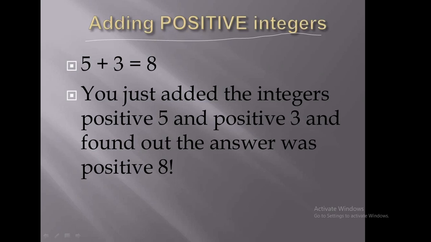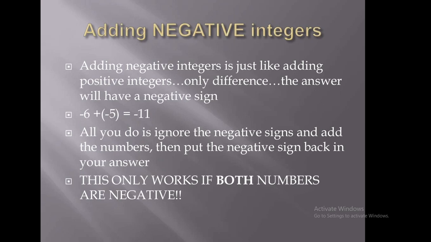Now we will move to the next slide, that is adding positive integers. How will we add positive integers? Here 5 is a positive integer, 3 is also a positive integer, and in between there is a plus sign. So when we add 5 plus 3, it comes to 8, and 8 is also a positive integer. We will move to the next slide.